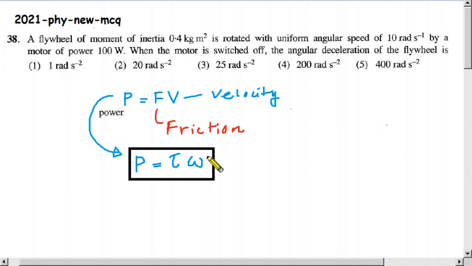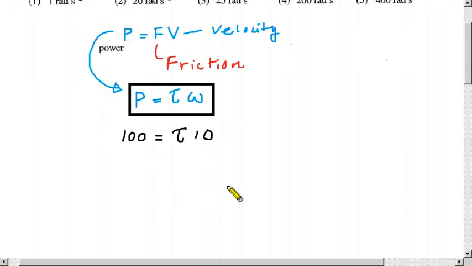You don't have to derive this, just convert these symbols like this. So you can use this, and because P is given as 100 watt, let us substitute 100 watt equals, we don't know tau. Before you find this angular deceleration, you have to find out the value of tau. Tau is the friction. So we don't know tau, therefore we write it as it is. Then omega is given, angular speed is 10. When we simplify this, 100 divided by 10 is 10. So we get tau as 10.